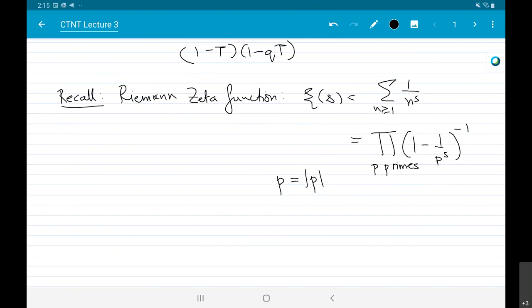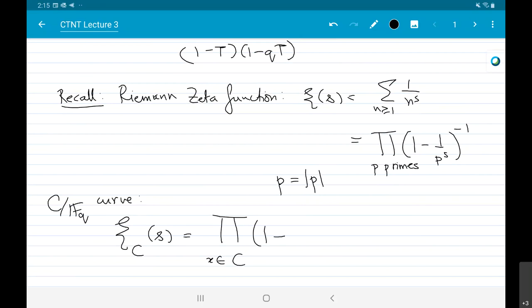So you want to do the same thing with curves. You can define zeta of C, where C is a curve over F_q. You can define zeta_C(s) as the following: you take x inside C, you take a product over these points of 1 minus q to the negative degree of x times s, to the negative 1.